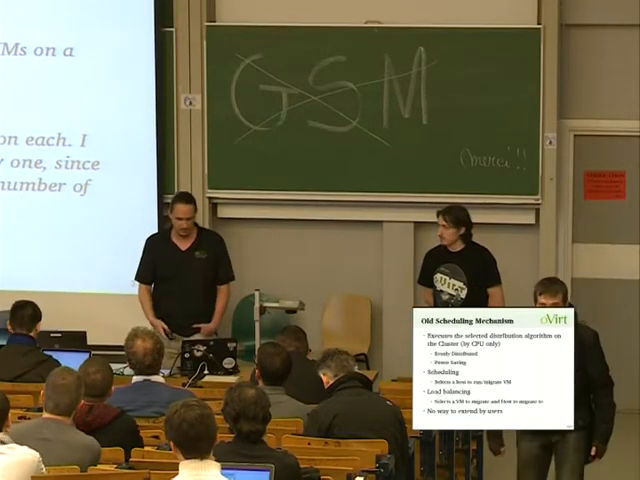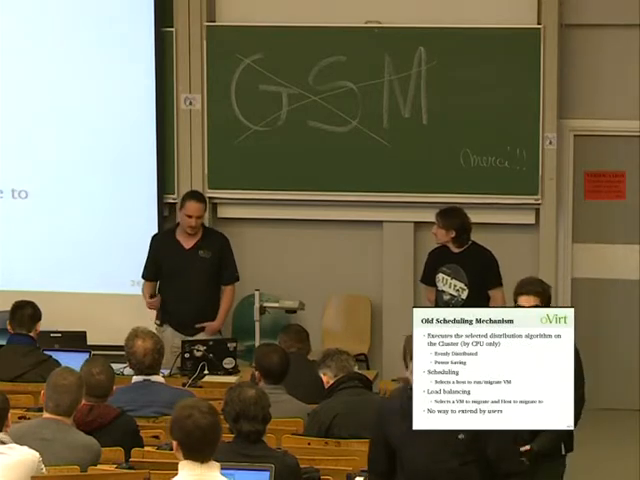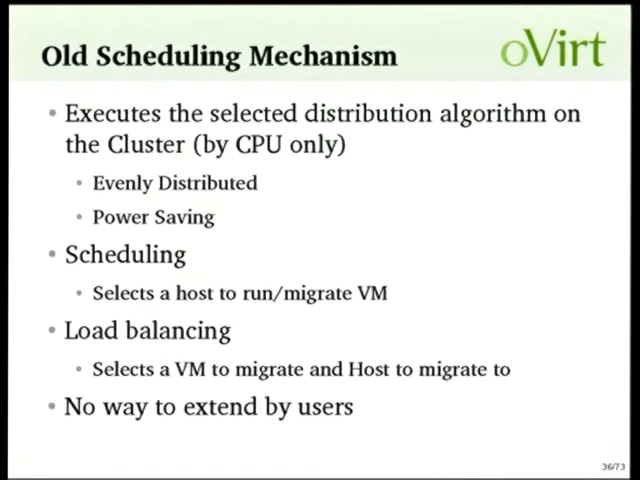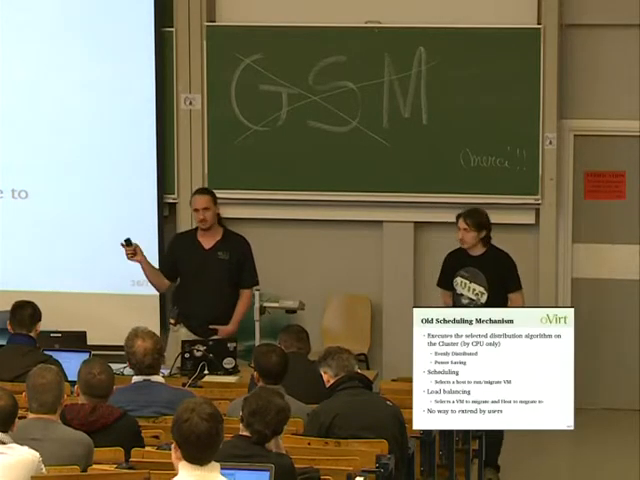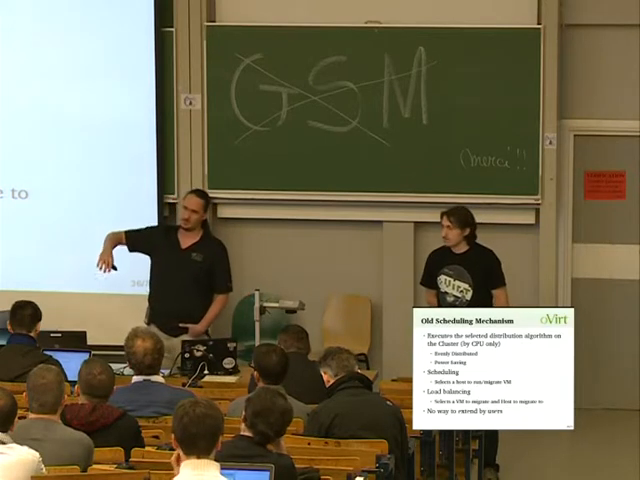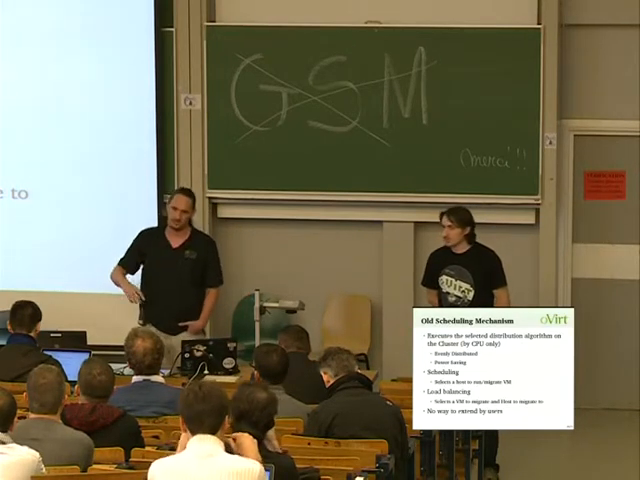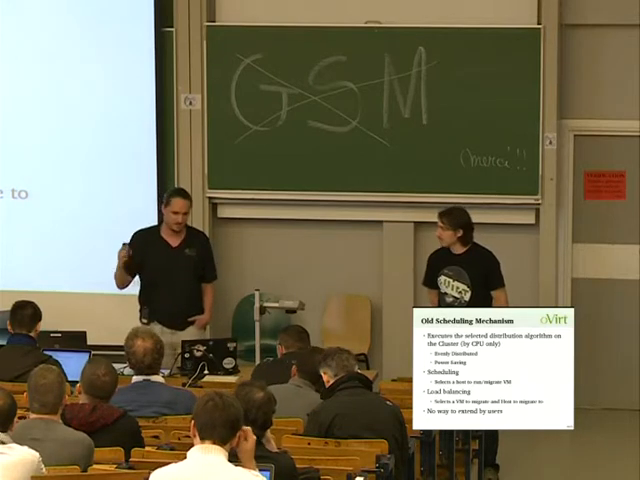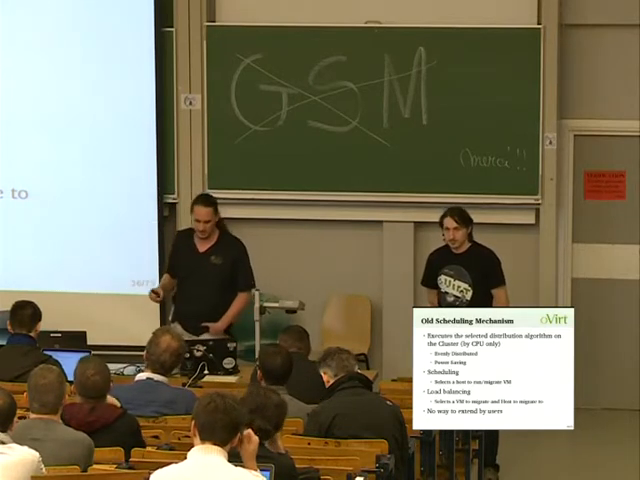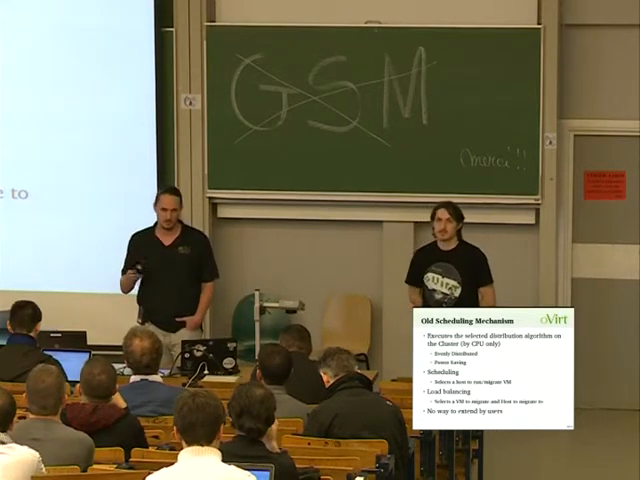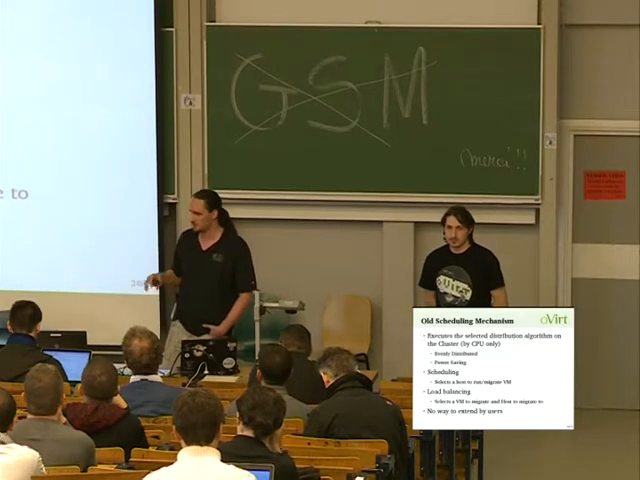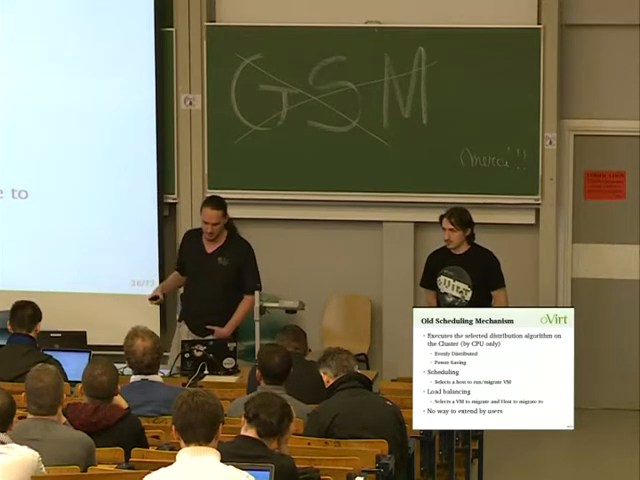He couldn't do that. So the old scheduling mechanism basically had just one distribution algorithm that is based on CPU load only, and it would either evenly distribute the VMs by CPU load, so it looked, okay, this host has 10% and this 50, so I will put it on this host to have like 50% CPU, and it has some logic like that. Or power saving, it tried to condense all the VMs on the hosts which are more used by CPU, and to reduce CPU usage on other hosts.